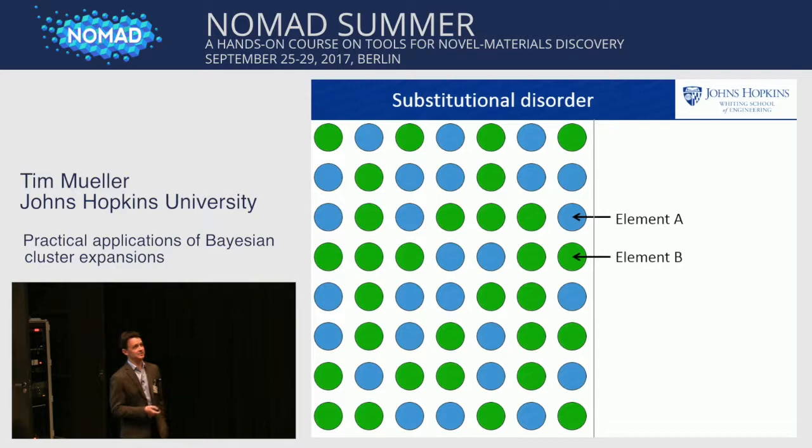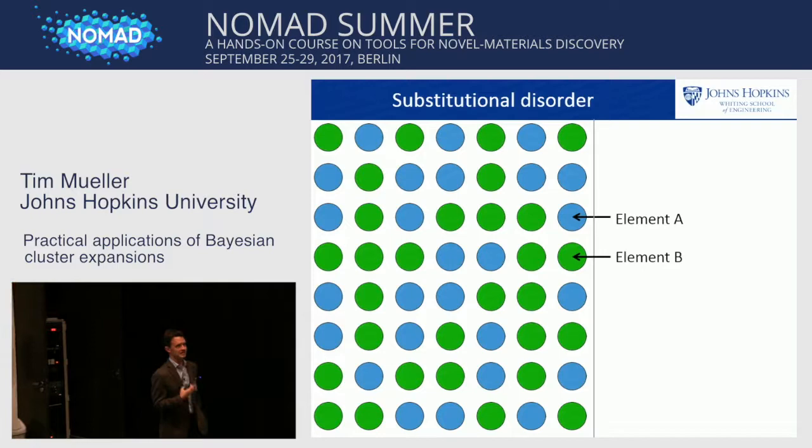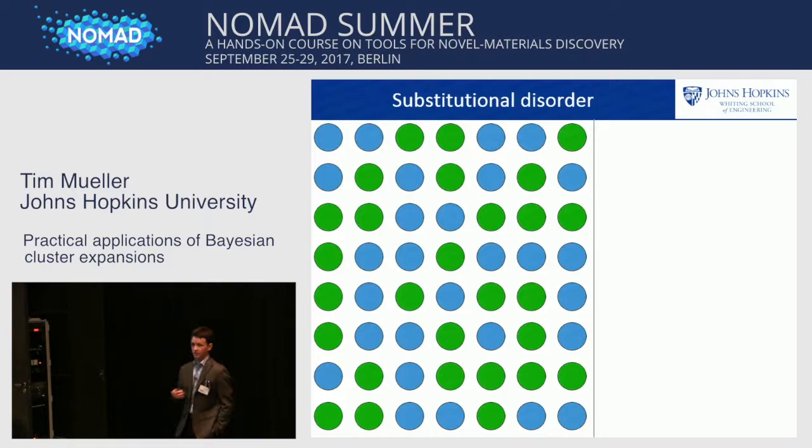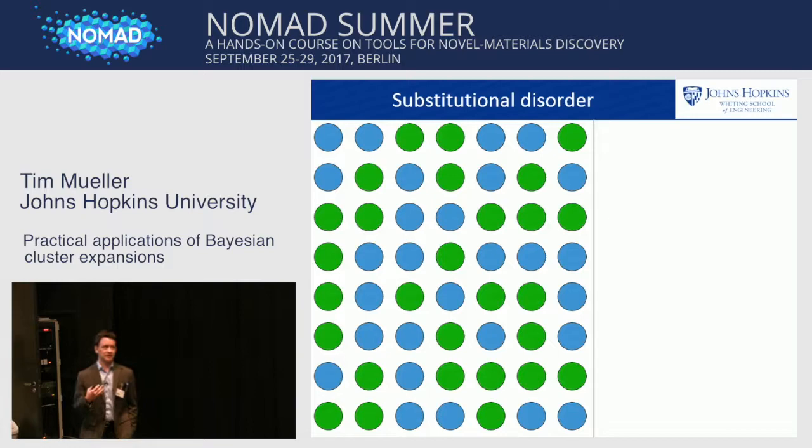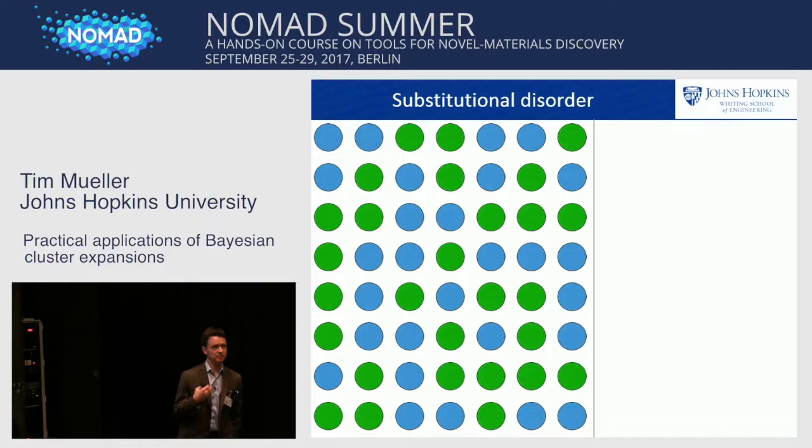If you want to try to calculate the properties of this material, you run into a problem, right? Because the atoms could be arranged this way, they could be arranged this way, they could be arranged this way, and all of those will have their own properties. We can't use something like density functional theory directly to calculate the properties of these different arrangements because there are simply far too many of them. It would be too expensive to do this using density functional theory.